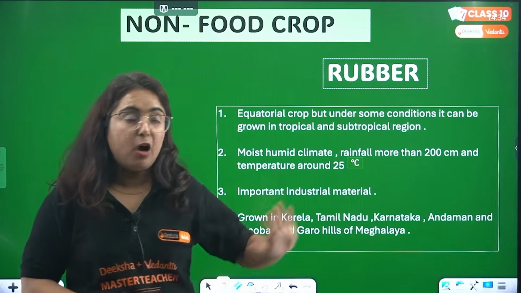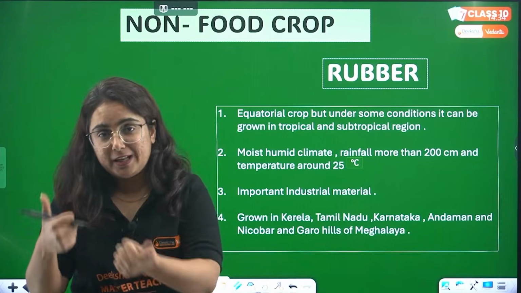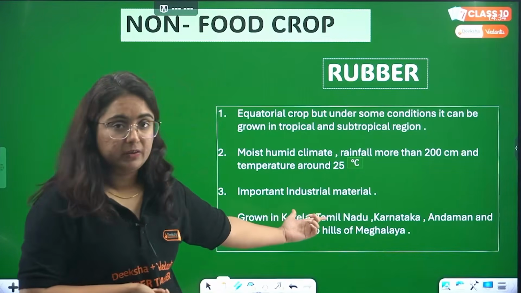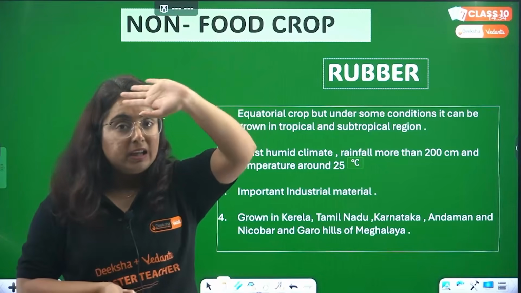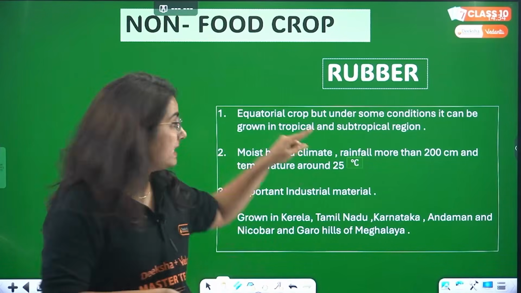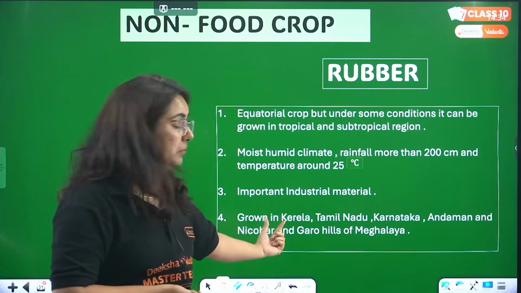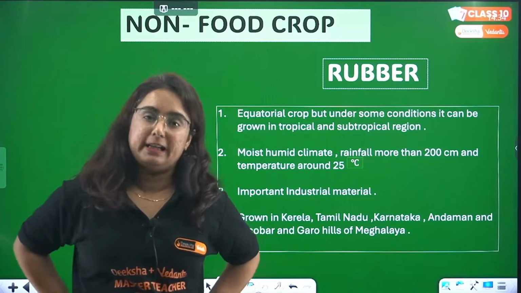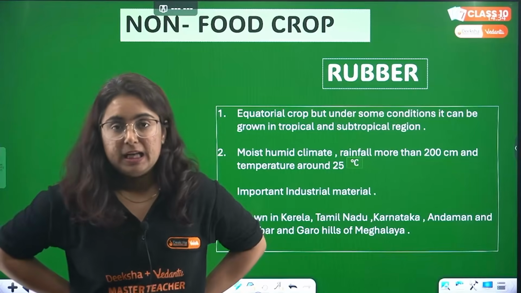Okay? So now coming towards the region where it is grown, obviously by tropical region, high temperature, very high rainfall, Kerala will be the one, right? Tamil Nadu will be the one, right? Why are we not moving to the northeastern states? Because that is not the equatorial region. However, they said that in some conditions it can be grown, but first of all, beta, the regions will be Kerala, Tamil Nadu, Karnataka, Andaman and Nicobar and Garo Hills of Meghalaya. Why Garo Hills of Meghalaya? Because of the high rainfall.